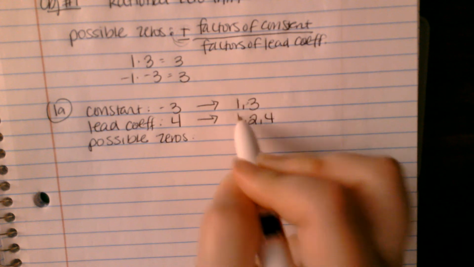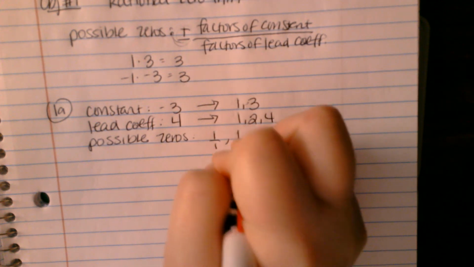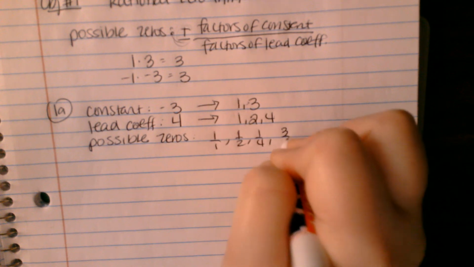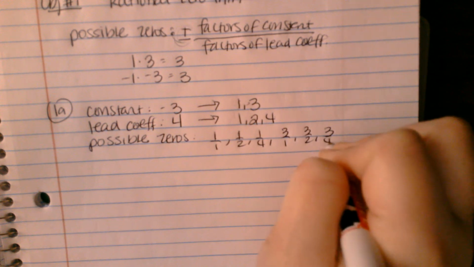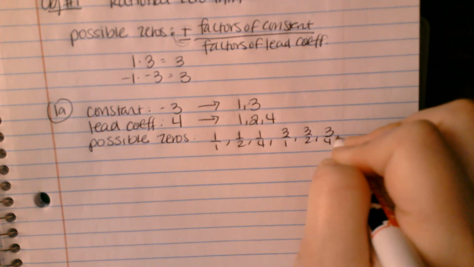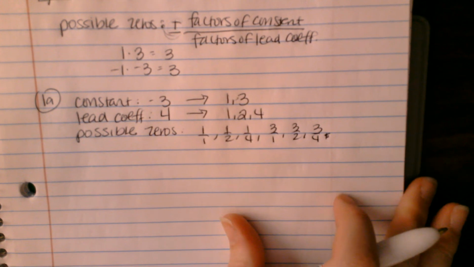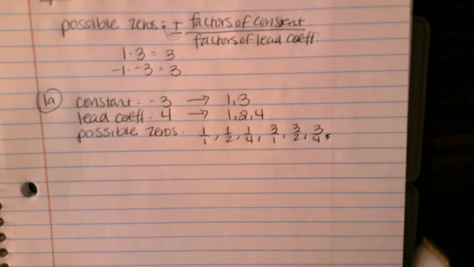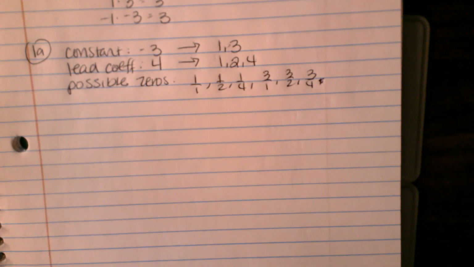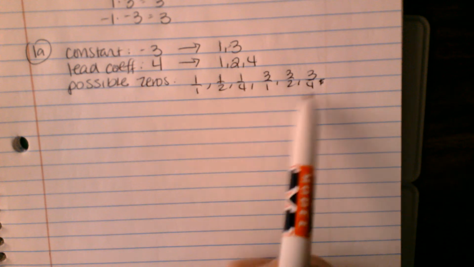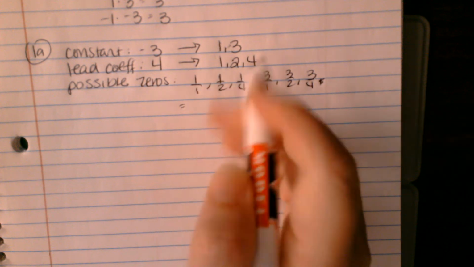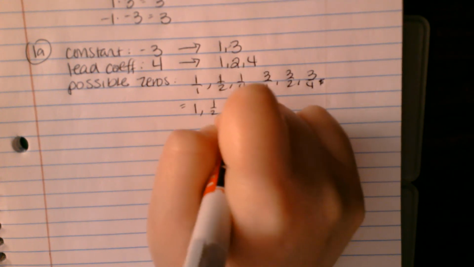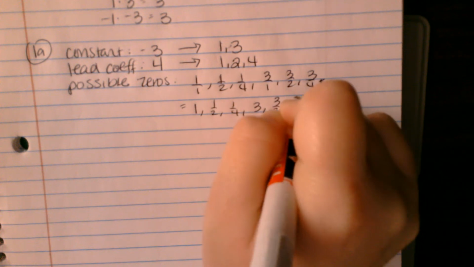So we have 1 over 1, 1 over 2, 1 over 4, 3 over 1, 3 over 2, 3 over 4, and that's it. So those are all of our possible zeros. Possible rational zeros, sorry. I mean, there could be some irrational or some complex zeros, but again, if there were rational ones, it would be one of these. And of course, we can then simplify each of these. So 1 over 1 is 1. We have 1 half, 1 fourth, 3 halves, or 3 fourths.